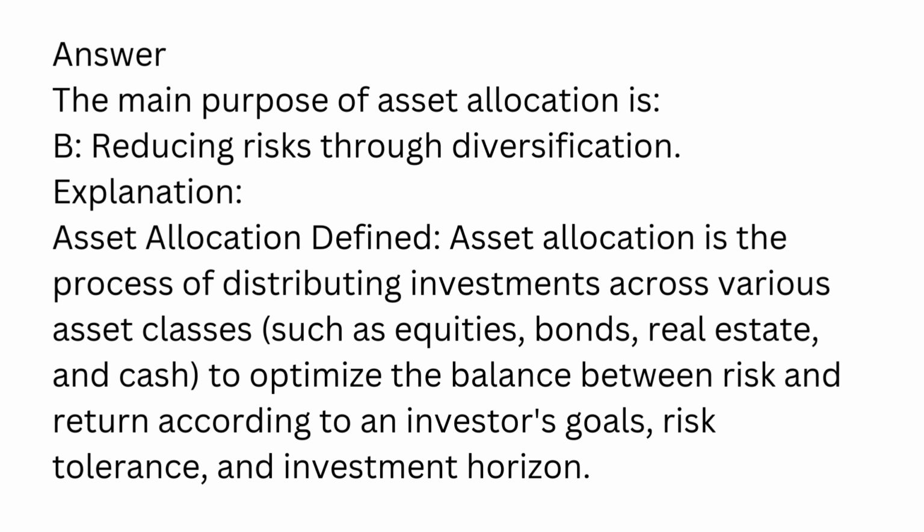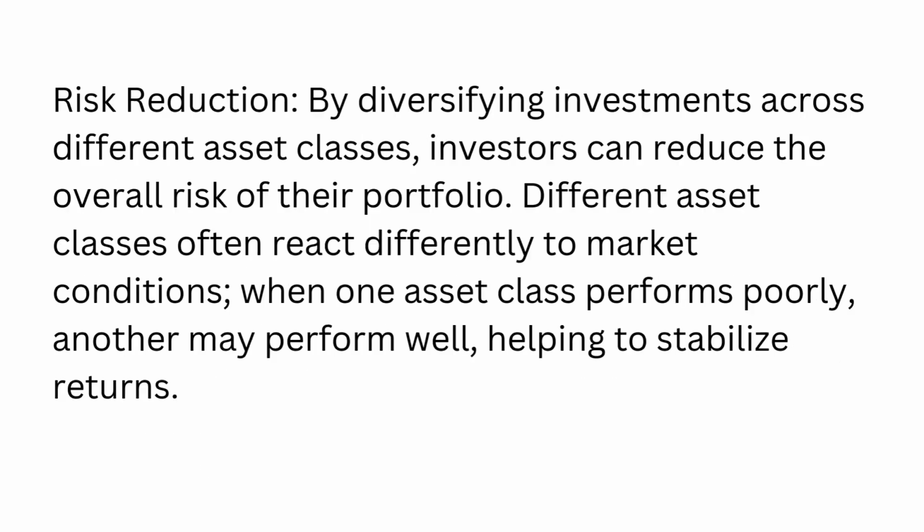Explanation. Asset allocation defined. Asset allocation is the process of distributing investments across various asset classes, such as equities, bonds, real estate, and cash, to optimize the balance between risk and return according to an investor's goals, risk tolerance, and investment horizon. Risk reduction.